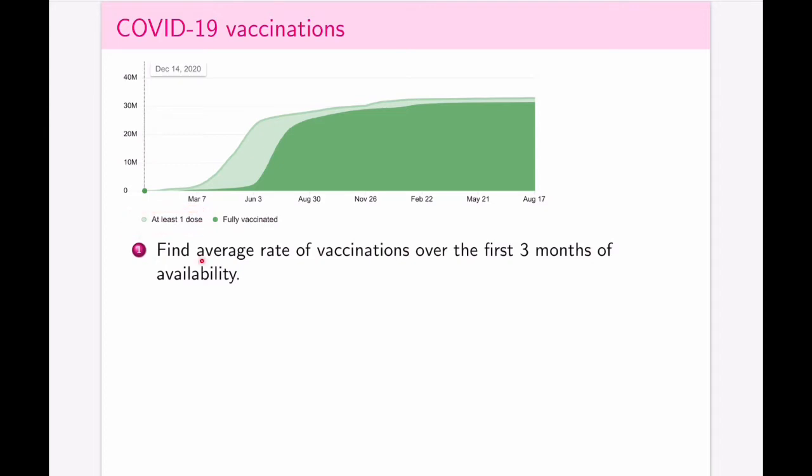So here we're asked to find the average rate of vaccinations over the first 3 months of availability. So the first point here corresponds to December 14th, which means that in 3 months, we're looking at March 14th as our second point. So the question is, what is the average rate of vaccinations that occurred between these 2 points?